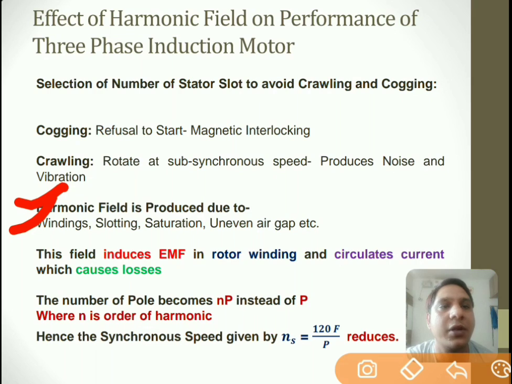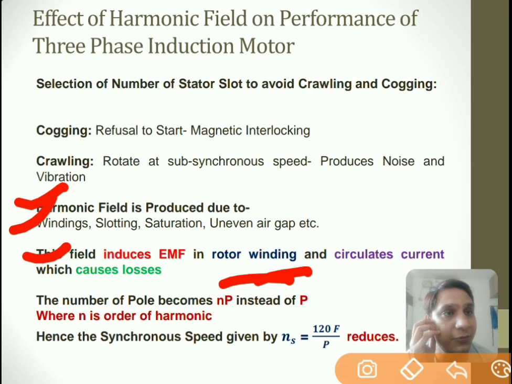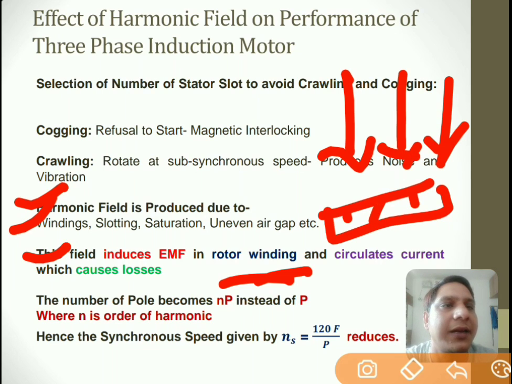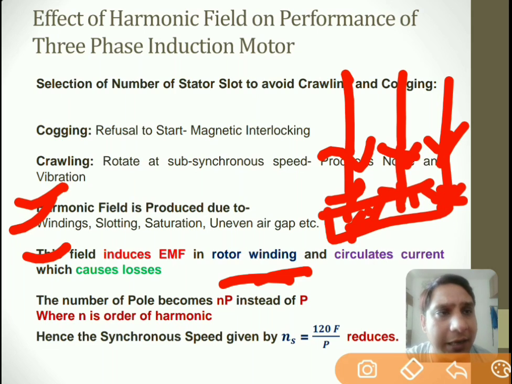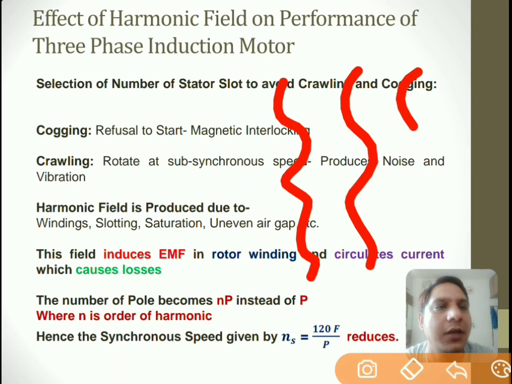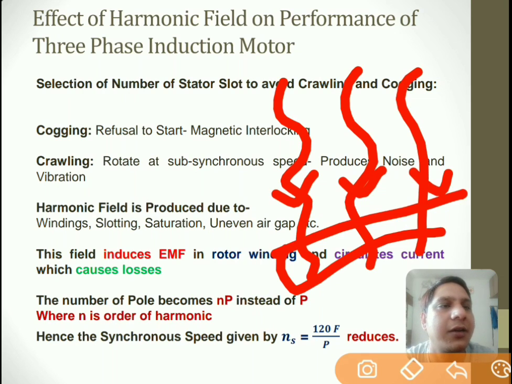Now, when this harmonic field is produced, this field induces an EMF in the rotor winding and circulates current which causes losses. Basically, we need to understand the basic phenomenon. Whenever a magnetic field is present, and you place a conductor in that magnetic field, we know that the flux is cut by the conductor. If the magnetic field is alternating in nature and a conductor is placed here, then flux is cut by the conductor and EMF gets induced in it.